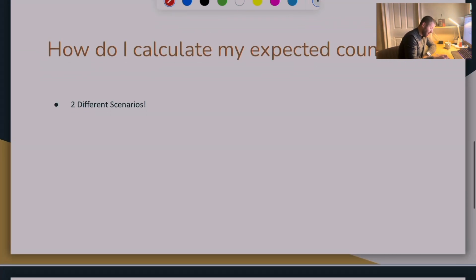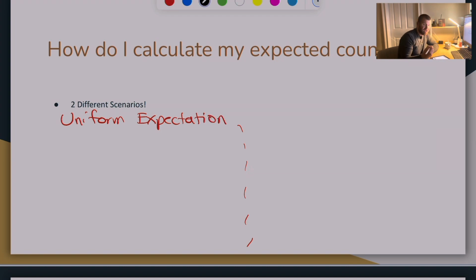So, how do I actually calculate my expected? Well, here's the deal. We have 2 different scenarios for that. The first scenario is that you have some sort of uniform expectation. This formula is now incredibly simple. Your expected just equals n. Maybe I shouldn't say n because we just talked about n being the number of categories. It's going to be your sample size over the number of categories.